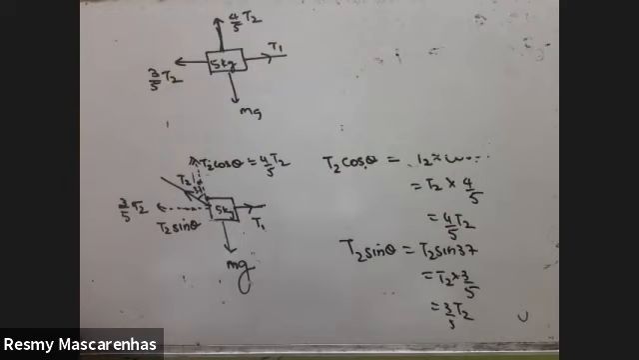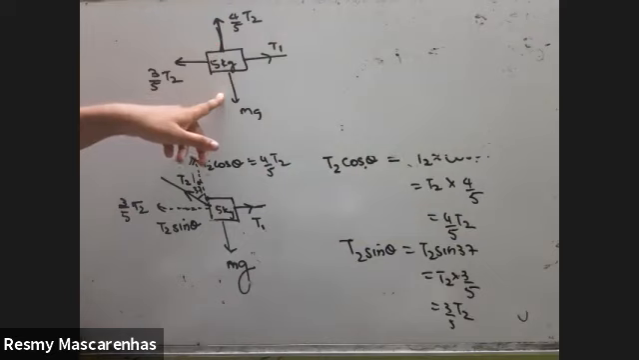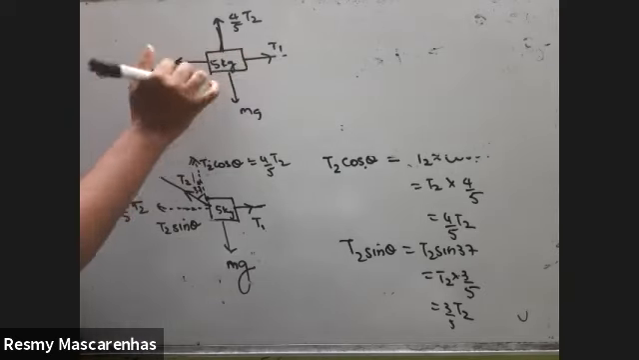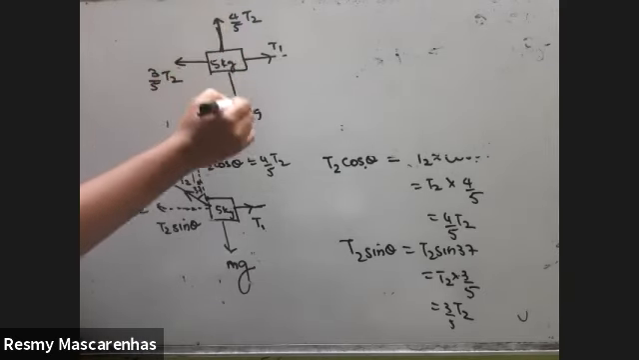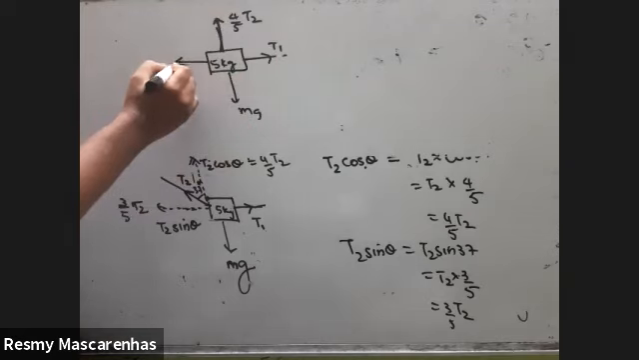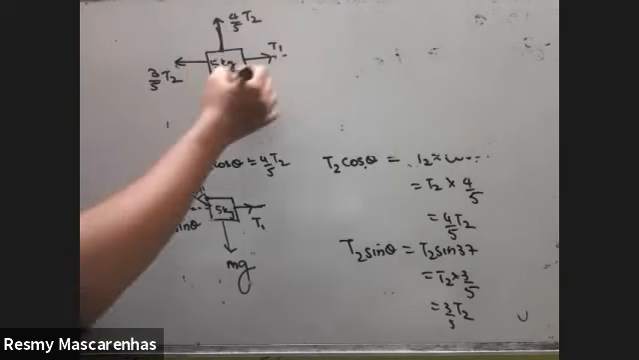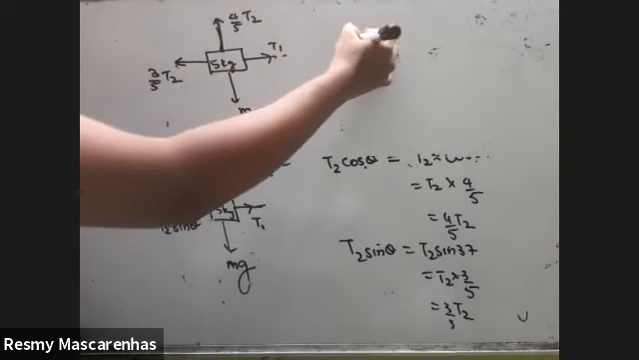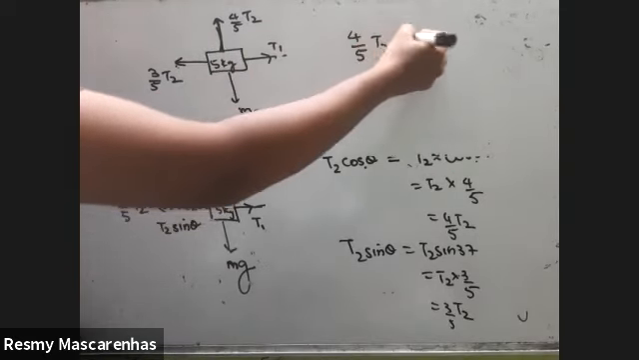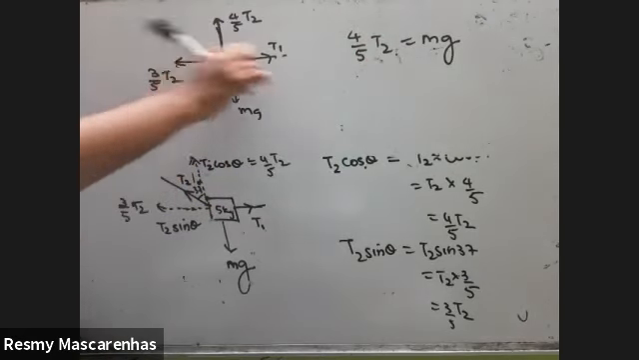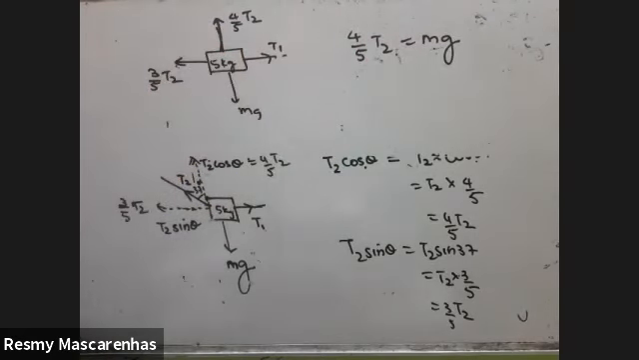Always remember the opposite ones are always equal. You know that equal and opposite should be the opposite directions. So vertical will be equal to vertical. Horizontal one will be equal to horizontal one. So we can equate this. So 4/5 T2 will be equals to mg, because these two are balancing each other and horizontal are balancing each other.